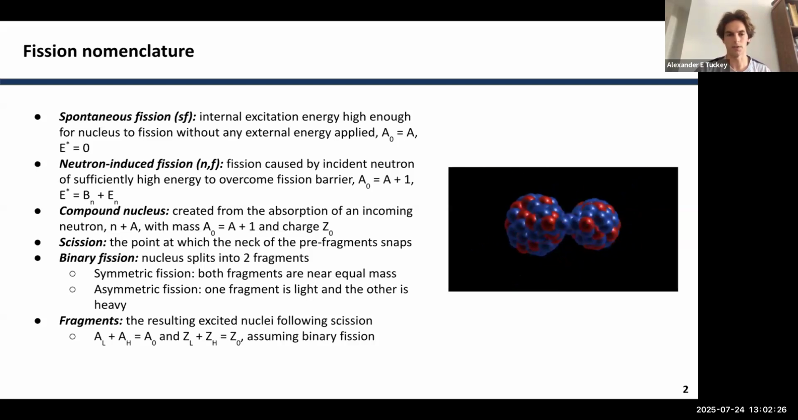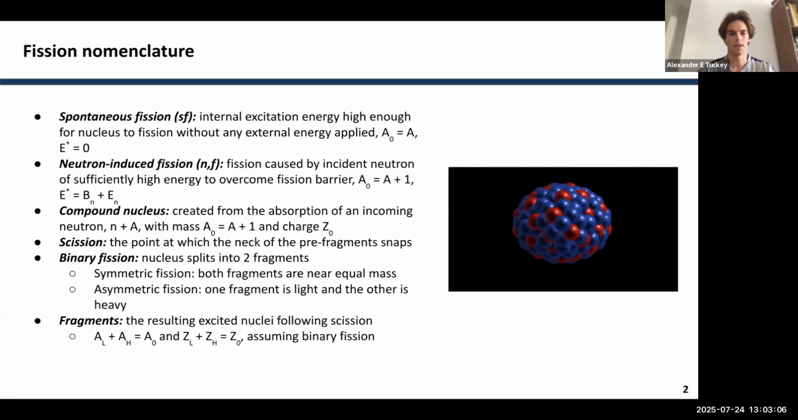And I have this animation here on the right that can be interpreted as either spontaneous fission or neutron-induced fission starting from the compound nucleus. And so once our incident neutron is absorbed by the target nucleus, in the case of neutron-induced fission, the compound nucleus begins to split into two distinct fragments. As you can see from the animation, there's kind of this peanut shape that evolves. And once the prefragments snap, that's referred to as scission.